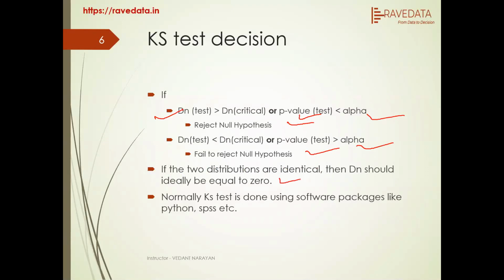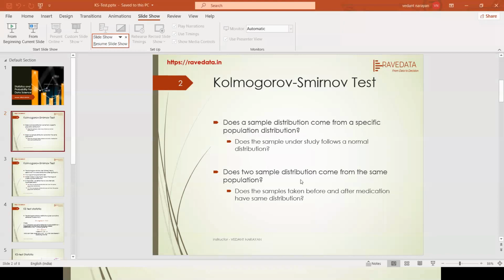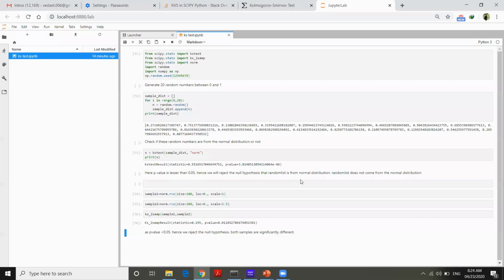So we discussed the need of the KS test, the KS test definition, the one sample and two sample KS tests, and also how we can calculate the KS test statistic. Now we will move on to Jupyter Lab and see how we can do the KS test in Python.